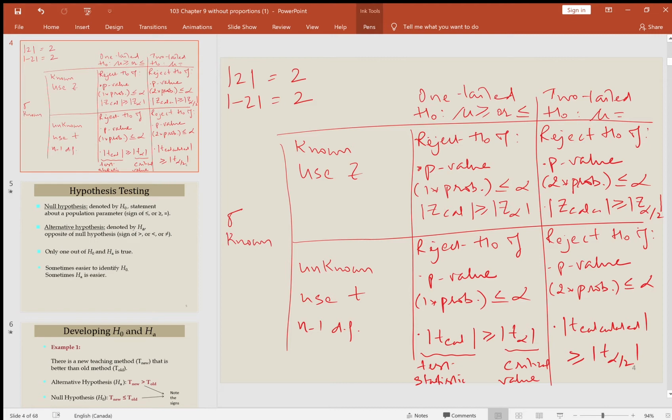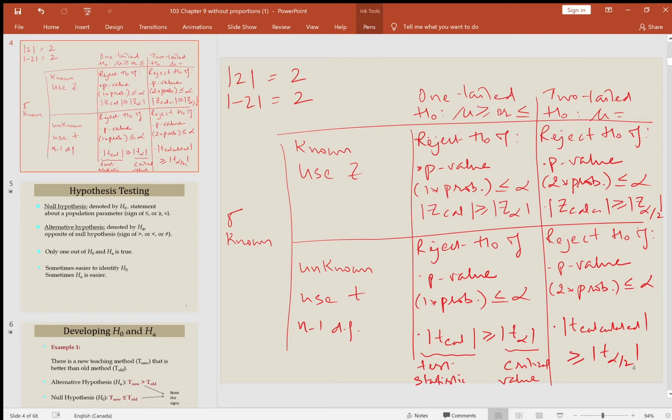Okay, so as you can see, if it's a one-tailed test, the rule is p-value less than equal to alpha, or the absolute value of z calculated more than equal to absolute value of z alpha from table. And if it's a two-tailed test, then we multiply the probability with 2 to get the p-value. Or for the critical value approach, we say absolute value of z calculated is more than equal to absolute value of z alpha by 2. And when we are using the t table, then we just replace z by t with n minus 1 degrees of freedom. Okay, and we'll see how that works when we go through some of the problems.